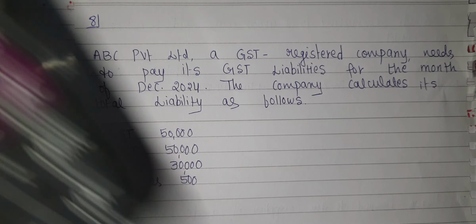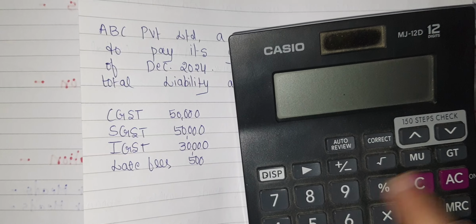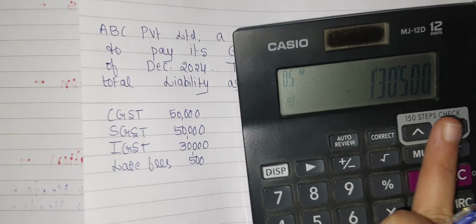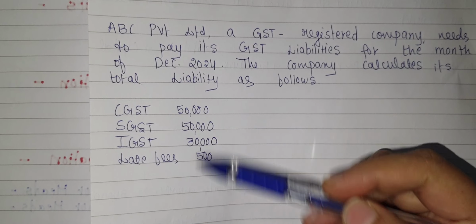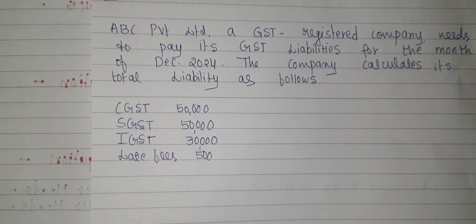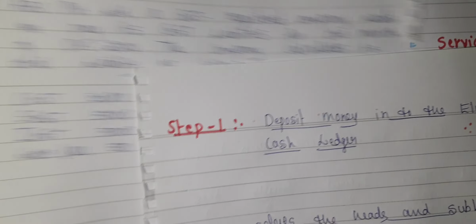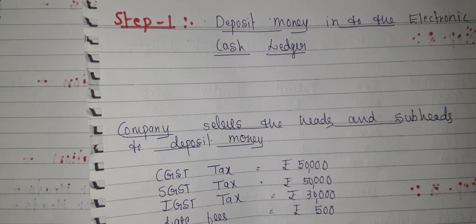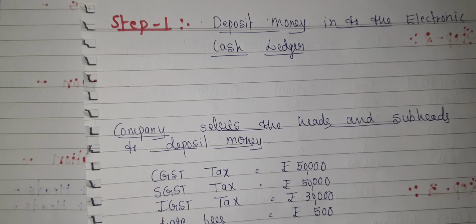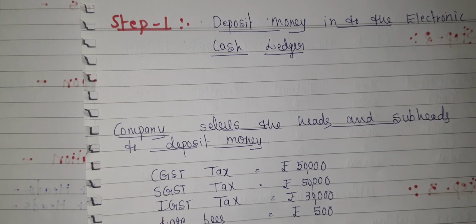So totally it's 1,30,500. These are the liabilities that ABC Private Limited has to pay. Now we will solve the problem. What is the first step? Our first step is to deposit money into the electronic cash ledger.